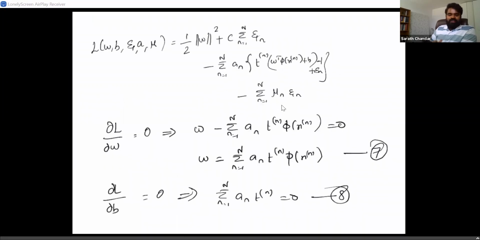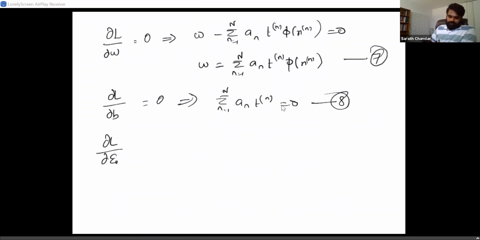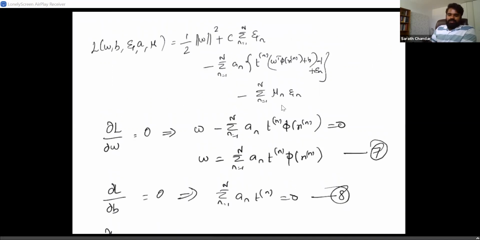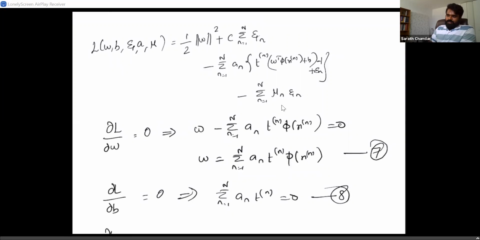Now we have a third variable, epsilon, which is also something we need to remove, right? So dou L by dou epsilon n equal to 0 implies, so epsilon n is in the first term here, so there is a cost involved. Then there's an epsilon n with respect to a_n, then there's an epsilon n with respect to mu_n. So basically C minus a_n minus mu_n is equal to 0. This means a_n is equal to C minus mu_n. Let's call this 9. And let's call the Lagrangian equation 6.